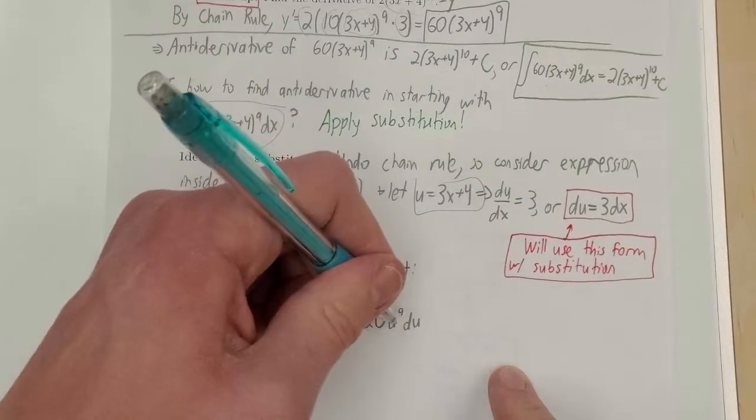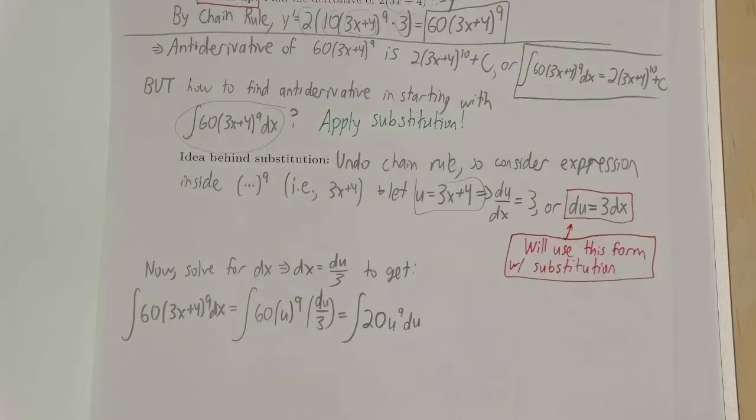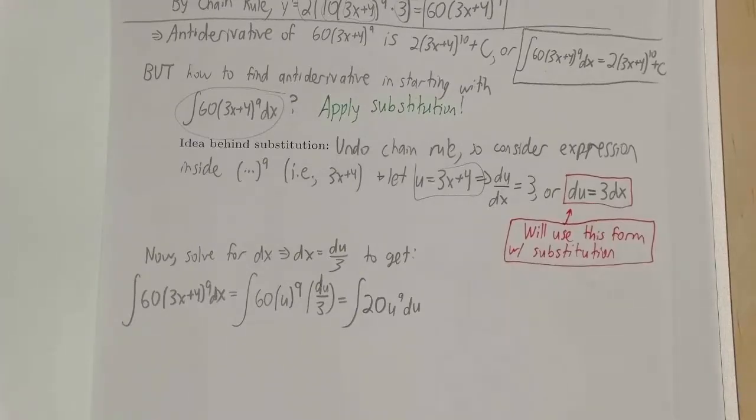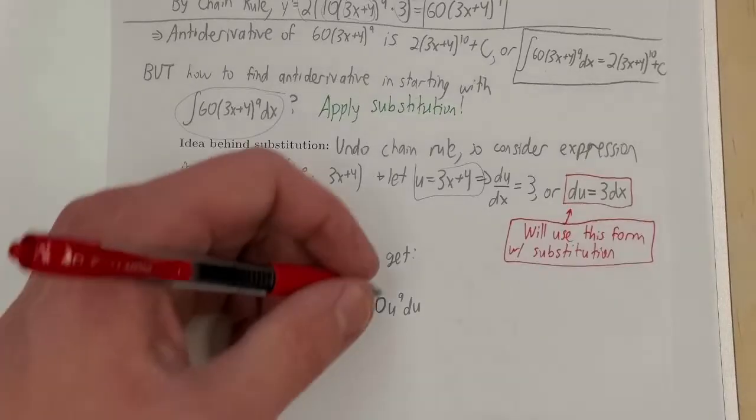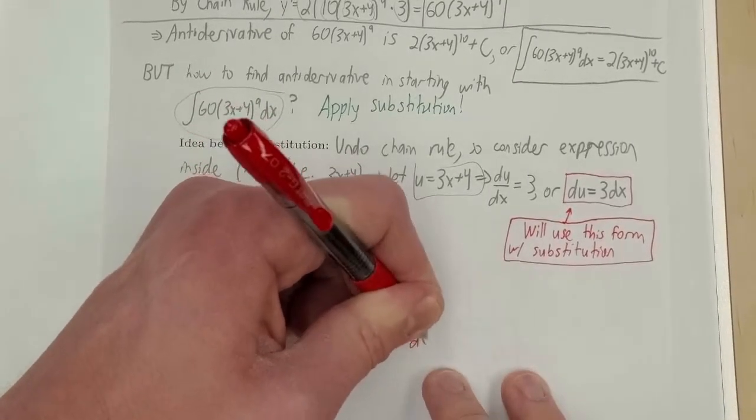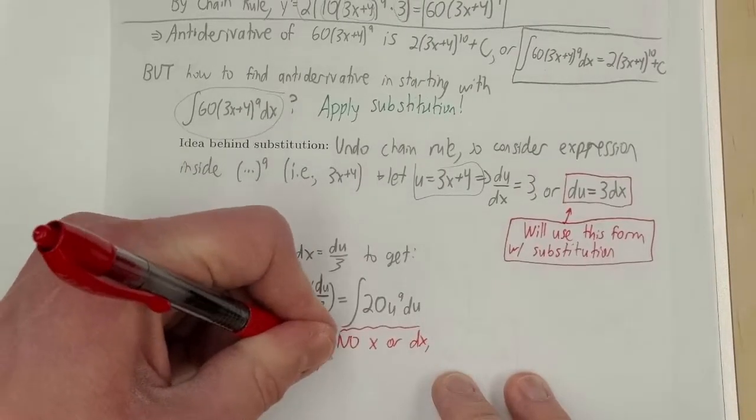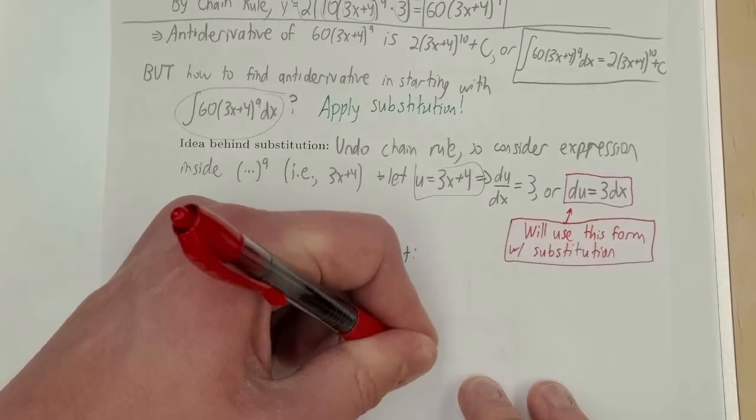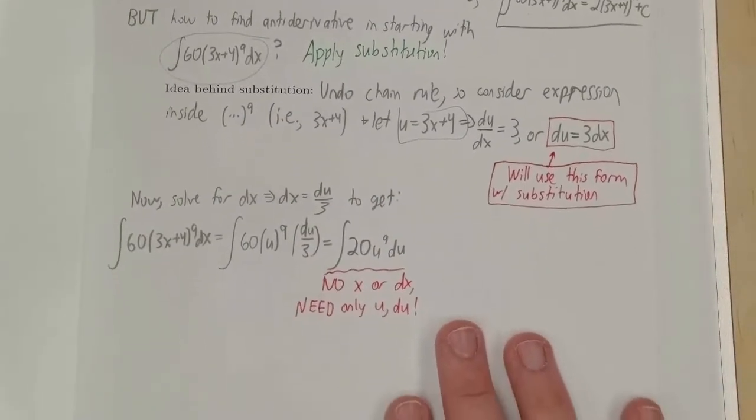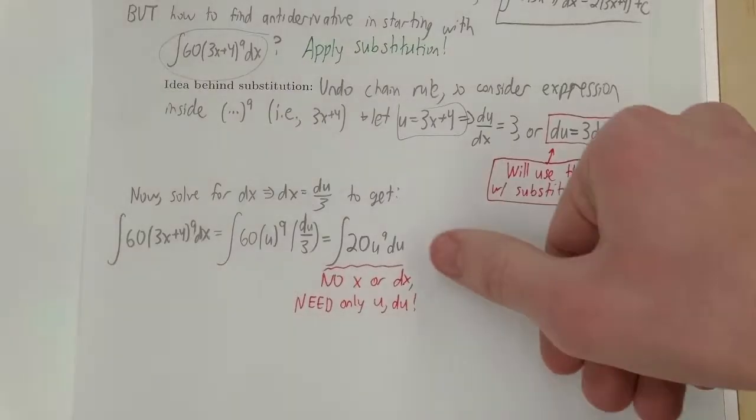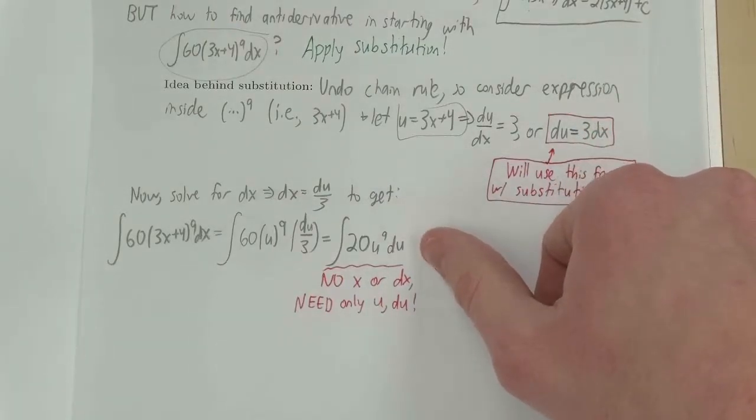Now, the reason I did all this is that you'll notice this entire integral is now in terms of u and du. There's no x or dx. That's going to be the key thing when we do these types of problems. We need only u and du. Now we can take the antiderivative of 20 times u to the 9th with respect to u.